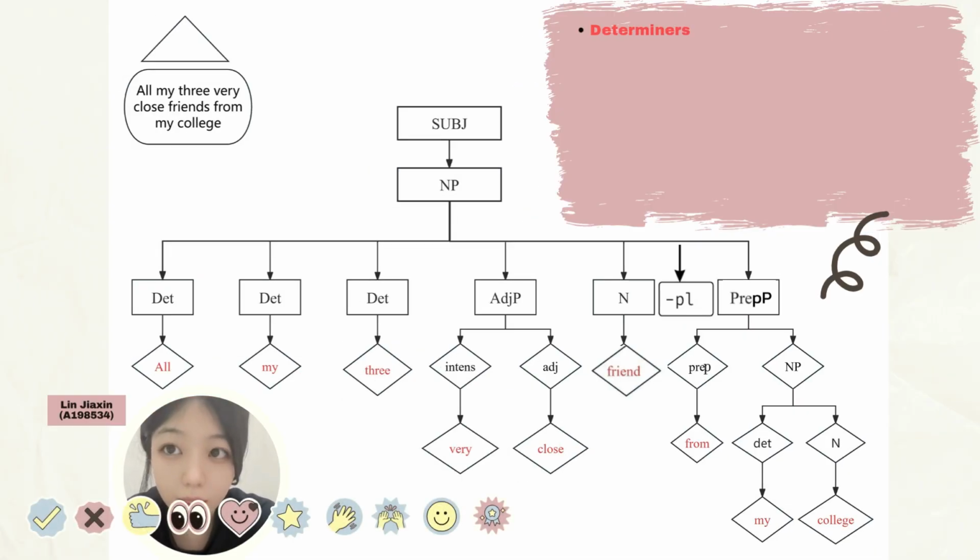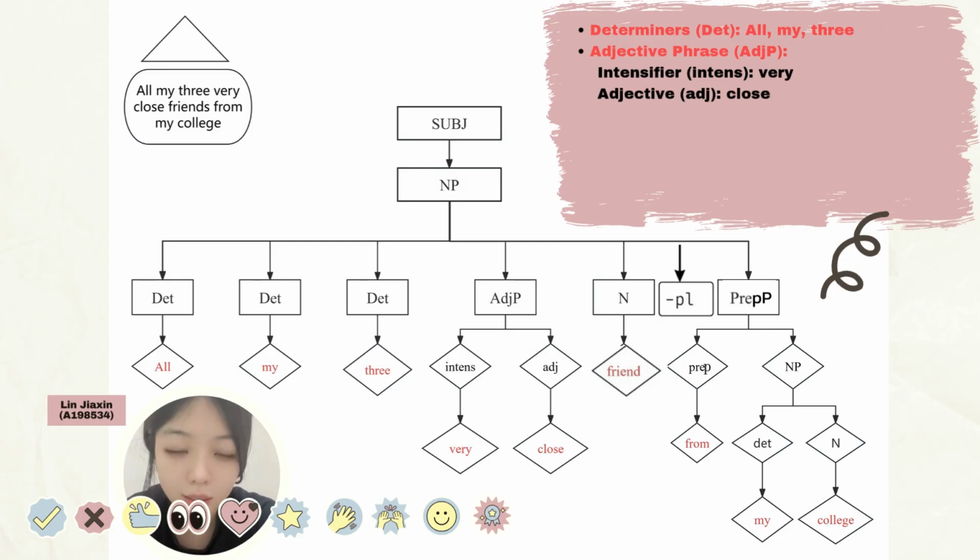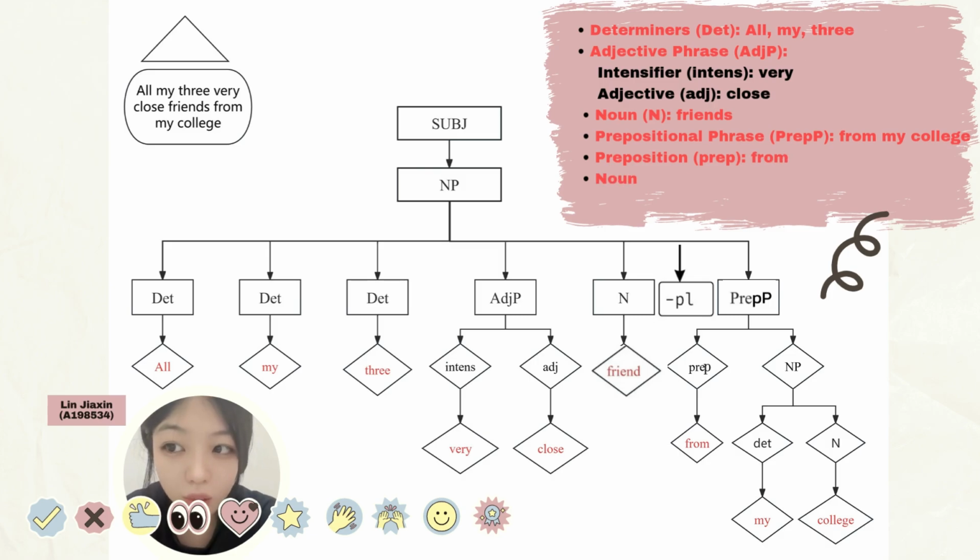The second phrase is all my three very close friends from my college. This is a noun phrase acting as a subject with the head noun friends. All my three are determiners. They define the quantity, ownership, and the scope of friends. Very close is an adjective phrase modifying friends. Close is the main adjective, and very is an adverb that intensifies the closeness. The phrase from my college is a prepositional phrase modifying friends, telling us where they are from.